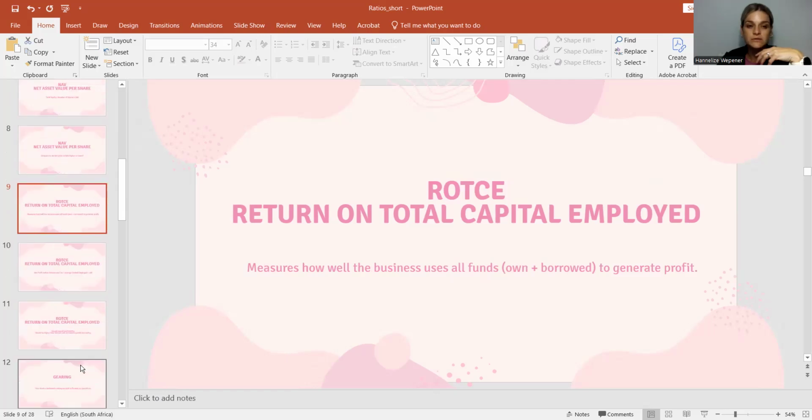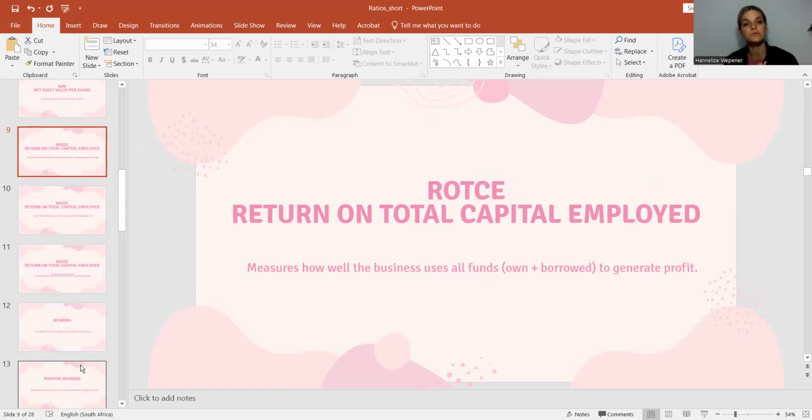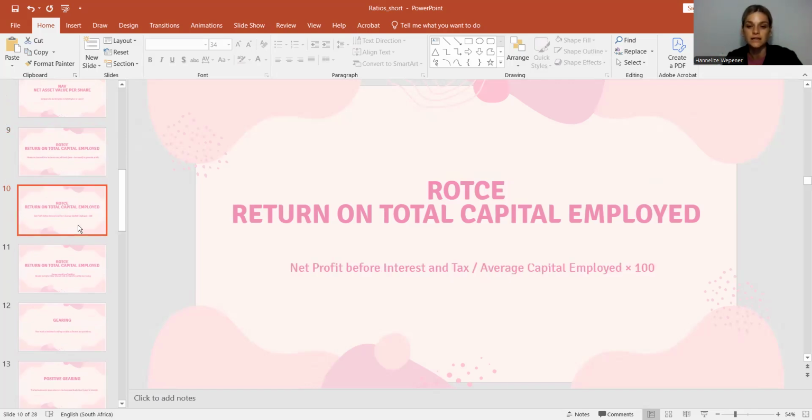Then we also looked at return on total capital employed, where we wanted to know how much profit we are generating using our total capital. And we said that total capital is your shareholders' equity plus your non-current liabilities. So it consists of your own capital as well as your borrowed capital. Once again, multiplied by 100. And this time, we're not showing it in cents, but we are showing it as a percentage.